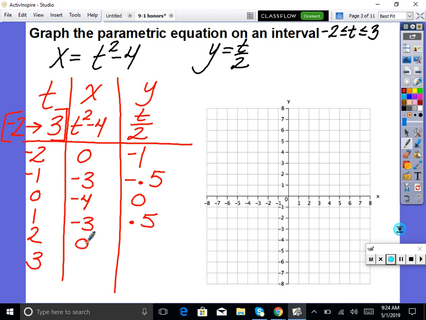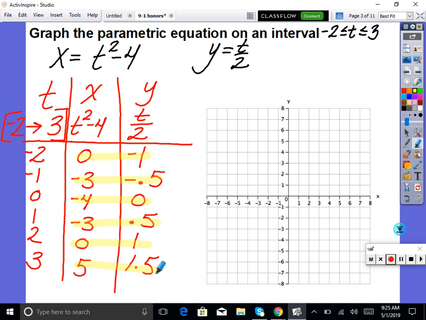Are you guys with me? Okay, you act like you don't know what I'm talking about. 3 squared is 9 minus 4 is 5. And then we have 1.5. Isn't 3/2 1.5? Like I said, decimals are easier to graph. We're literally just graphing xy points now. Here are our xy points.